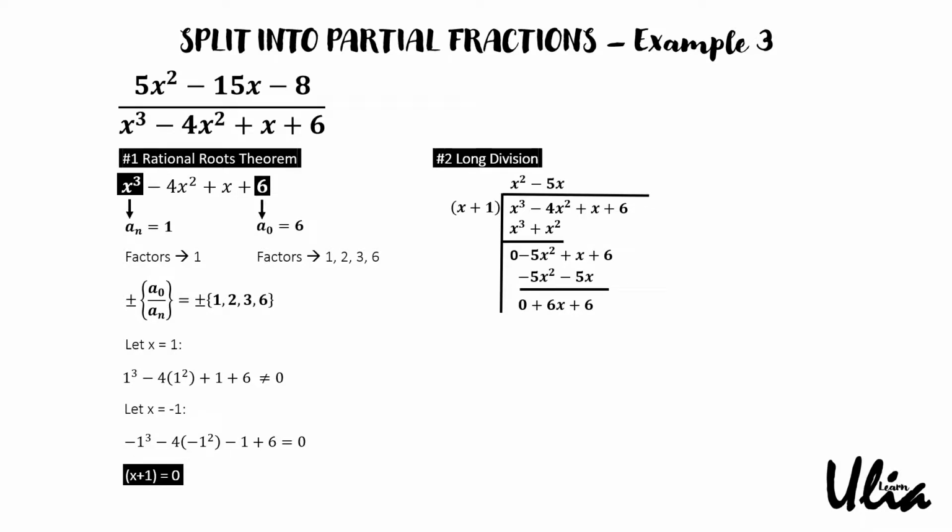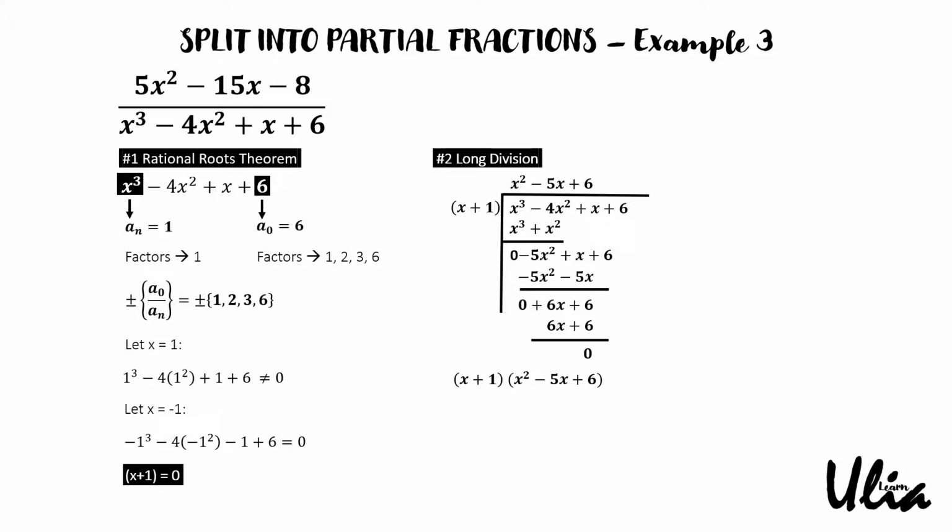The factor we found is x plus 1. So if we multiply it by 6, we can eliminate the whole thing. The remaining part is 6x plus 6. 6 into x plus 1 is 6x plus 6, so you'll get the difference as 0. Now you got x plus 1 and x squared minus 5x plus 6.